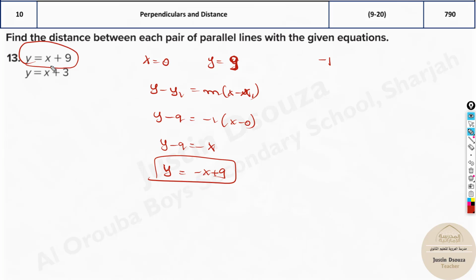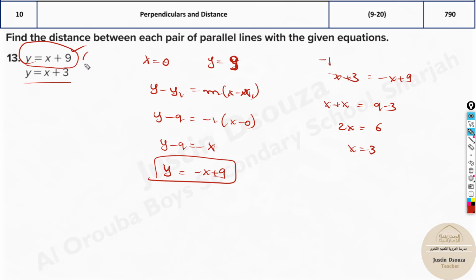Now this equation you have to equate to the next line. See, I already used this one. You can start with the other equation, but it's better to start with the first equation and then use this to equate it. I'll equate that. x plus 3 is equal to minus x plus 9. Take this to the other side. It's going to be x plus x is equal to 9 minus 3. 2x is equal to 6. x is equal to 3.